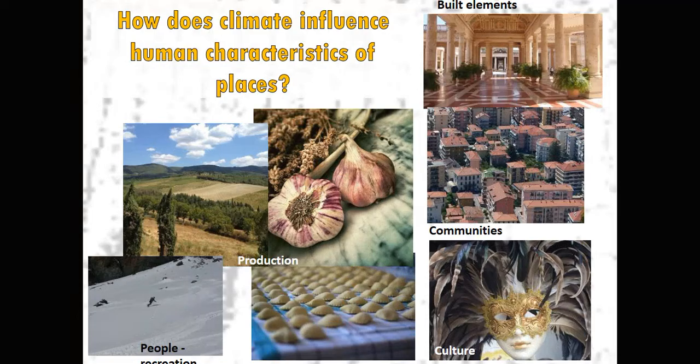Now, places also have human characteristics. If we remember that some human characteristics include people, communities and cultures, built elements and production, it's important that we remember that. And we've got to be thinking about how climate influences human characteristics of places.